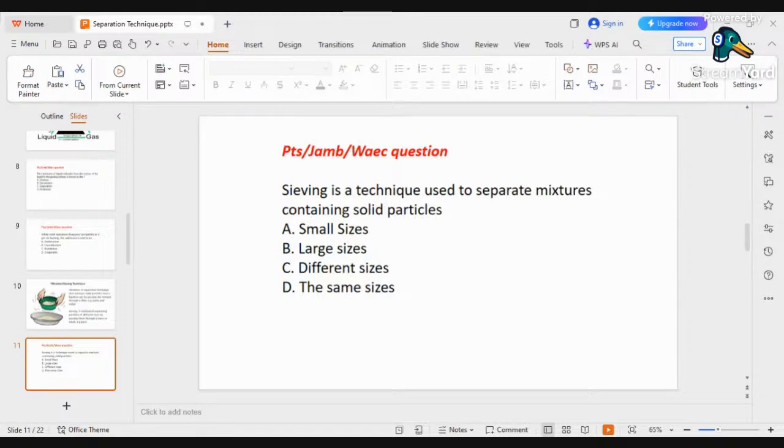Okay, Glory, I'm glad that you guys are following. That means I'm teaching good tonight. Okay, so the answer is indeed C. We use sieving to separate particles of different sizes. Nice one, guys. So that means we can move forward.